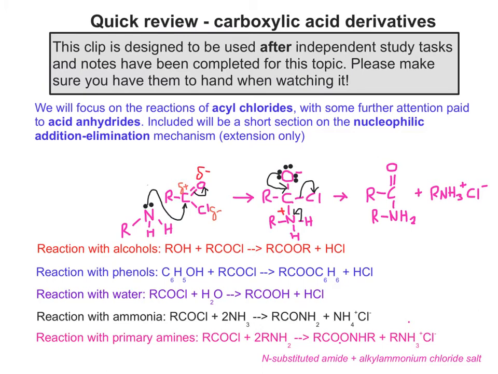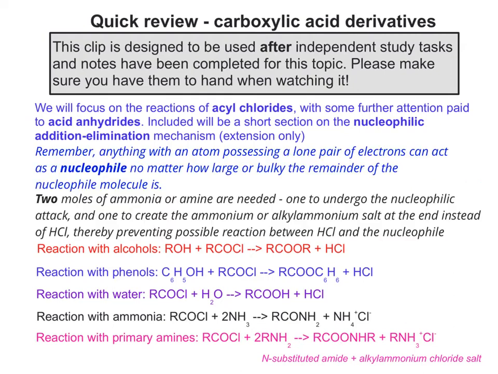So let's now sum up what you actually need to know, because I did mention, didn't I, that nucleophilic addition-elimination is actually extension. You can see I've printed it at the top of the page. So you have to know the products that you get during each reaction between an acyl chloride and a given nucleophile, and also the reason that we need 2 moles of nucleophile in the case of ammonia and primary amines, as explained in the pink and black equations at the bottom of the page.